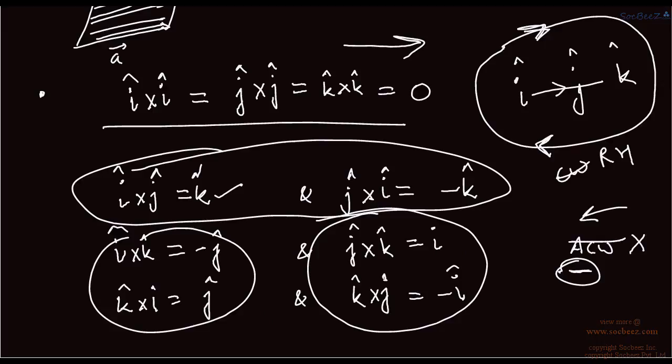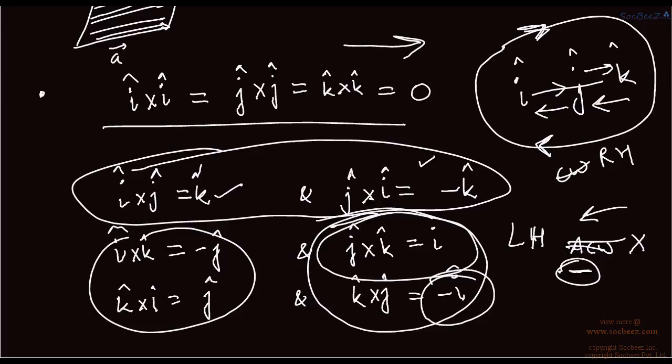Or you can just write right hand and left hand. That will make it easier. So right hand direction, it is positive. If J cross I, that means you are moving in left hand direction. So this is negative. If you are moving from J to K, then this will be positive, because you are moving in right direction. Then if you are moving from K to J, this is left direction, so negative I.